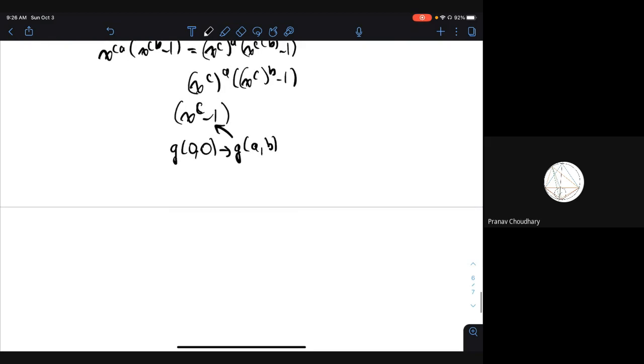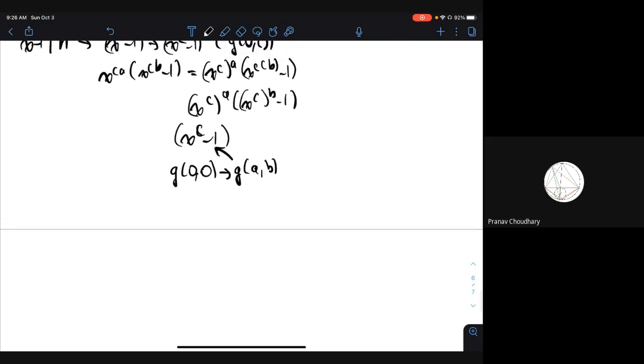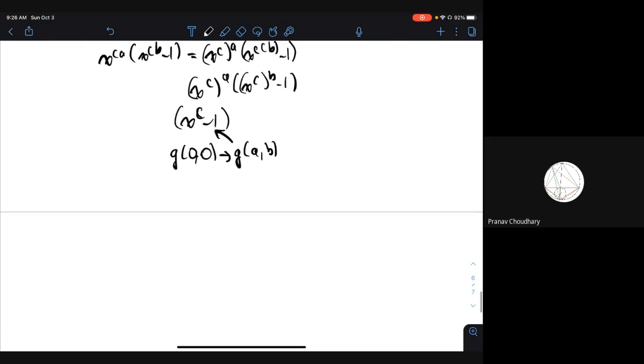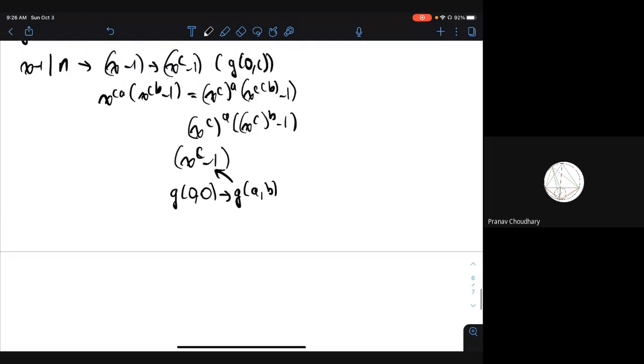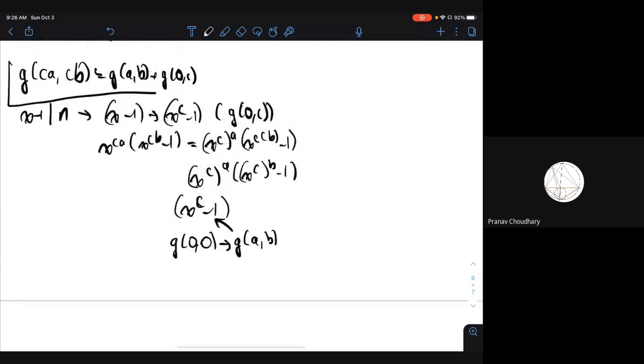So yeah, we have this x to the C to the A times x to the C to the B minus 1. And then this will take an extra G of AB step. So basically the idea is that we have this inequality now.